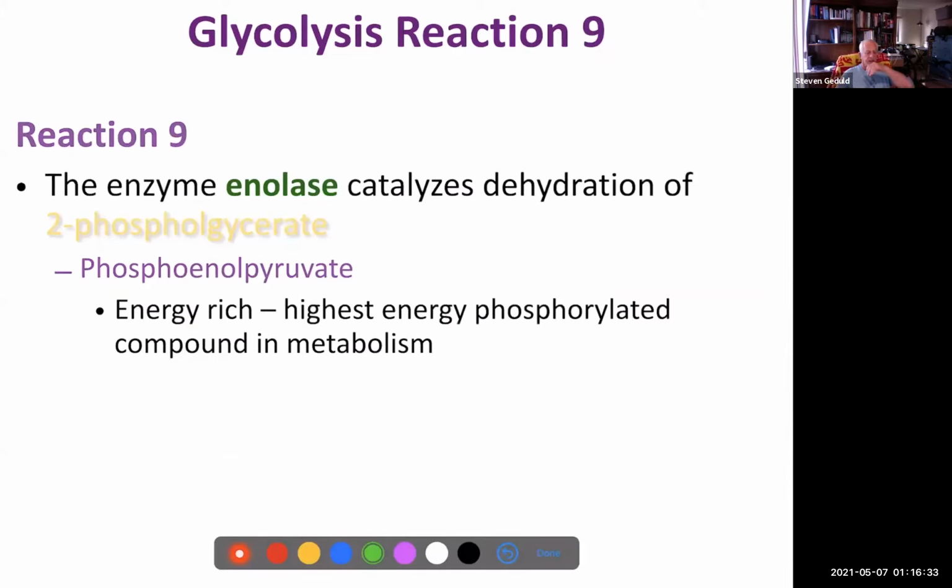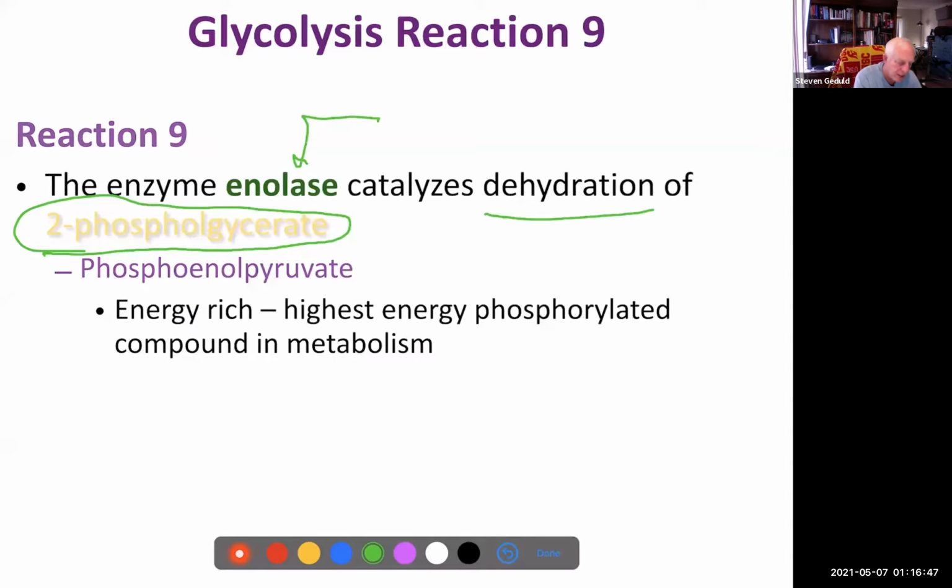The enzyme enolase catalyzes a dehydration of 2-phosphoglycerate. So we have our 2-phosphoglycerate from our previous reaction, and now we're going to use the enzyme enolase. And it's going to be a dehydration. We're going to remove water. Okay. So we end up with phosphoenolpyruvate, which is an energy rich, the highest energy phosphorylated compound in metabolism. This is one of the highest energy bonds.